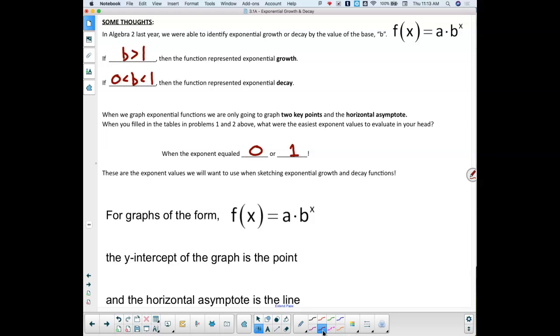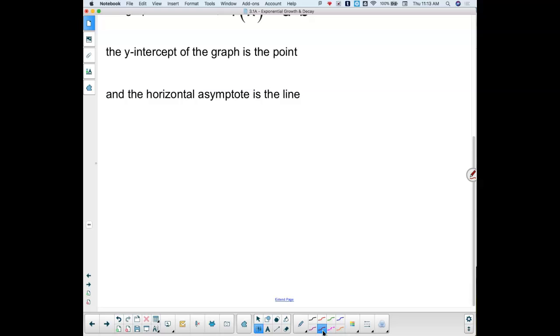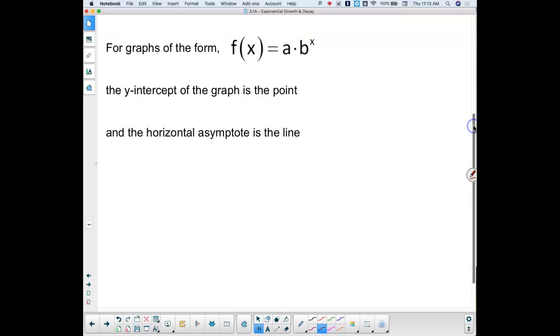Those are the ones that we want when we're sketching, because we're going to know if it's going to grow or if it's going to decay based upon those 2 points and the b value that we know of. Okay? So, if my exponential function is of the form f of x equals a times b to the x, what's the y-intercept? Or what point is the y-intercept?